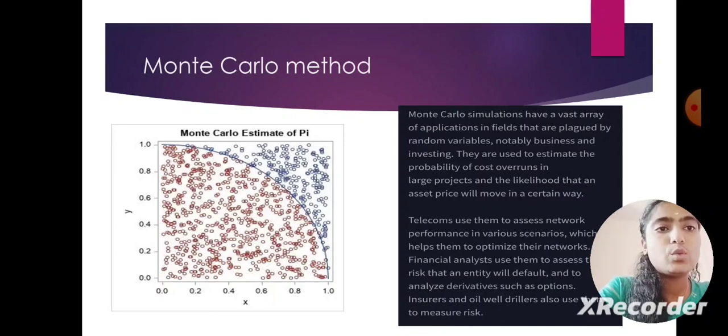Telecoms use them to assess network performance in various scenarios, which helps them to optimize their networks. Financial analysts use them to assess the risk that an entity will default and to analyze derivatives such as options. Insurers and oil well drillers also use them to measure risk. This is the Monte Carlo method definition.